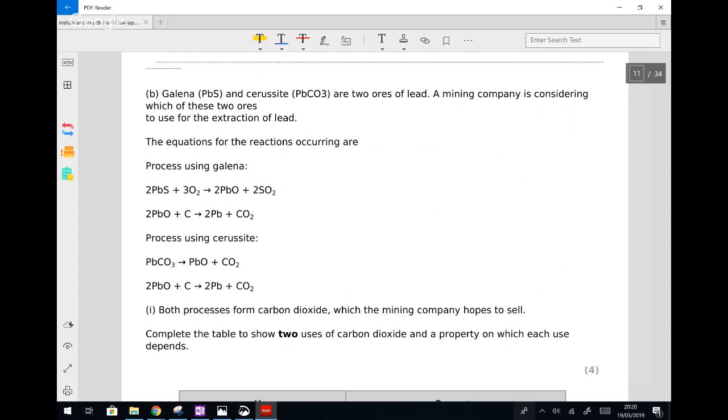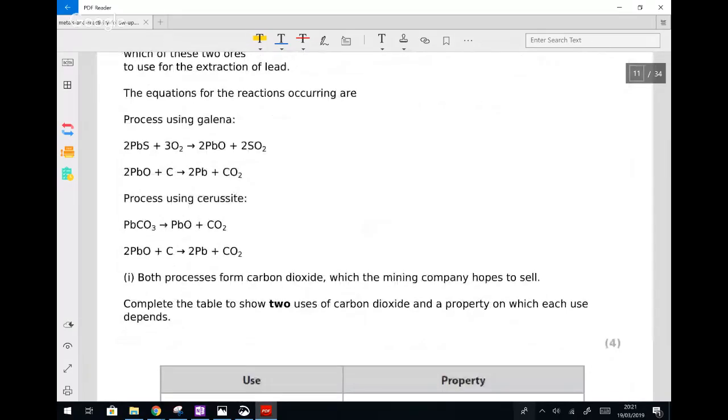I need you guys to realize that you have to be able to go beyond what I've done with you. A mining company is considering which of the two ores to use for the extraction of lead. If they did this with hematite or magnetite, then they would be choosing magnetite because it has a higher percentage of iron. But in this case, sulfur is a bit more problematic.